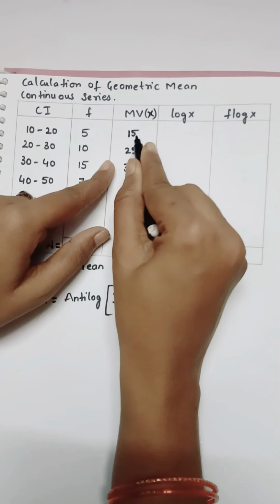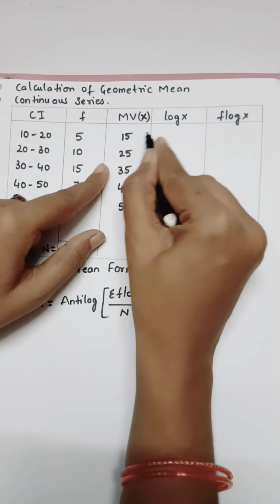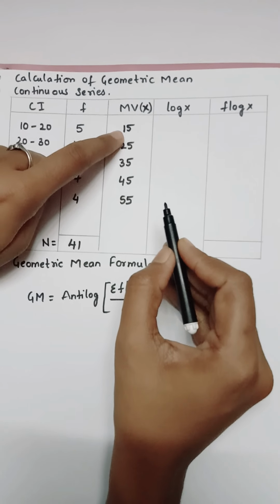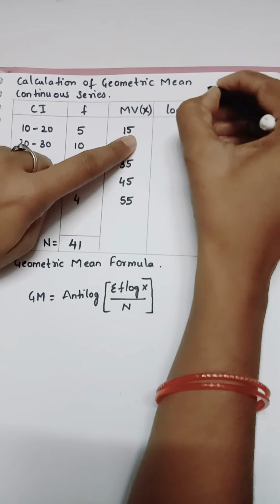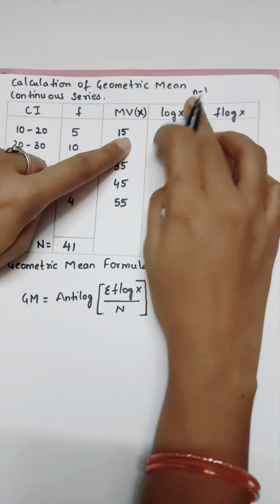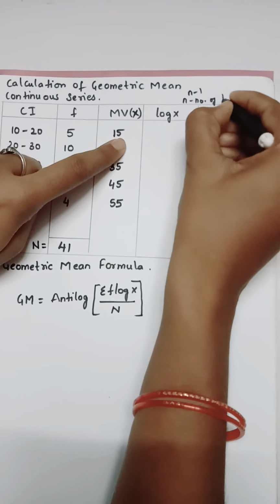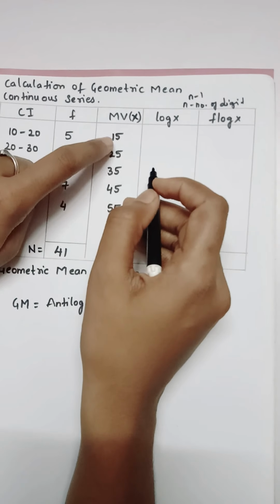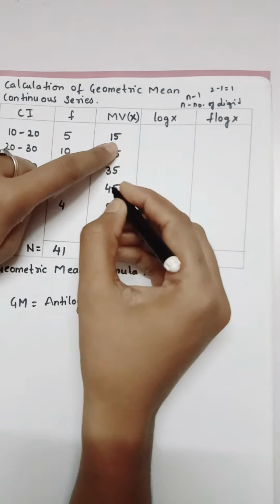The next step is we go for the log values, log X. First, how many digits are there in 15? 2 digits. The rule we need to consider is n minus 1, where n is the number of digits. So 2 minus 1 is 1, so the characteristic is 1.